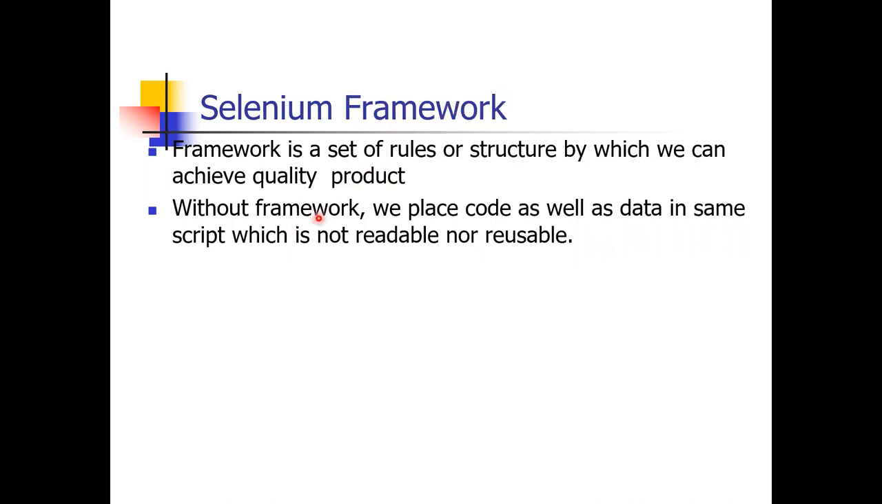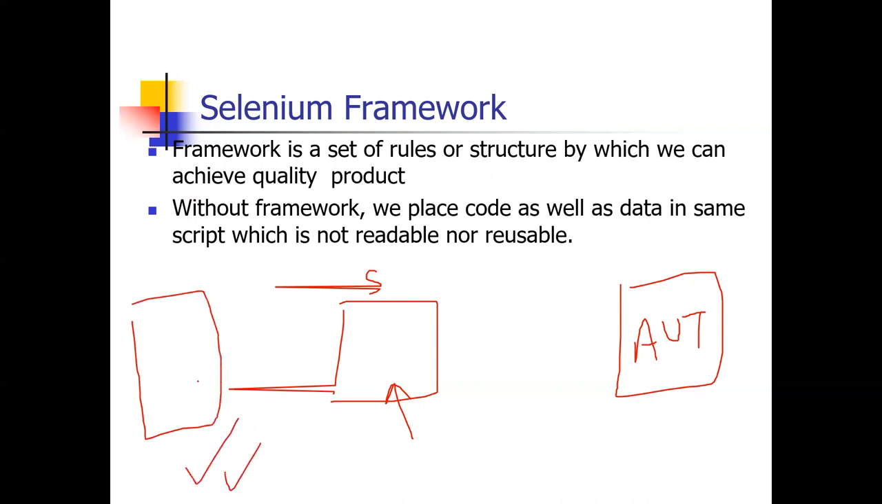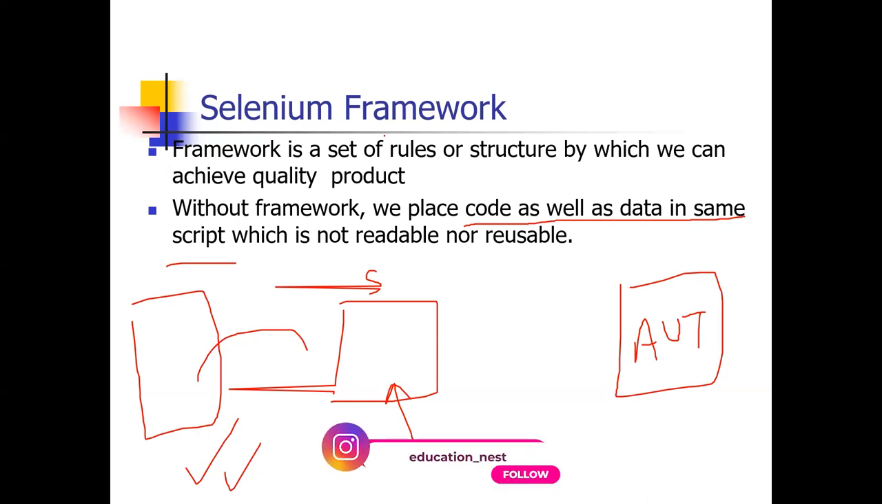Got it? If a framework is not there, then your whole code and whole data will be in the same script. If you remember, this is our Selenium script and this is your AUT, application under test. And we write the code over here, we write the script over here. If we have a large amount of data and code, everything inside this one script, then it becomes very hard to understand. It will not be easily readable. But if we have separate data over here, and according to need we call the data, then it looks good. So without a framework, we place code as well as data in one script file, and that will be not readable or not reusable. So framework is important.